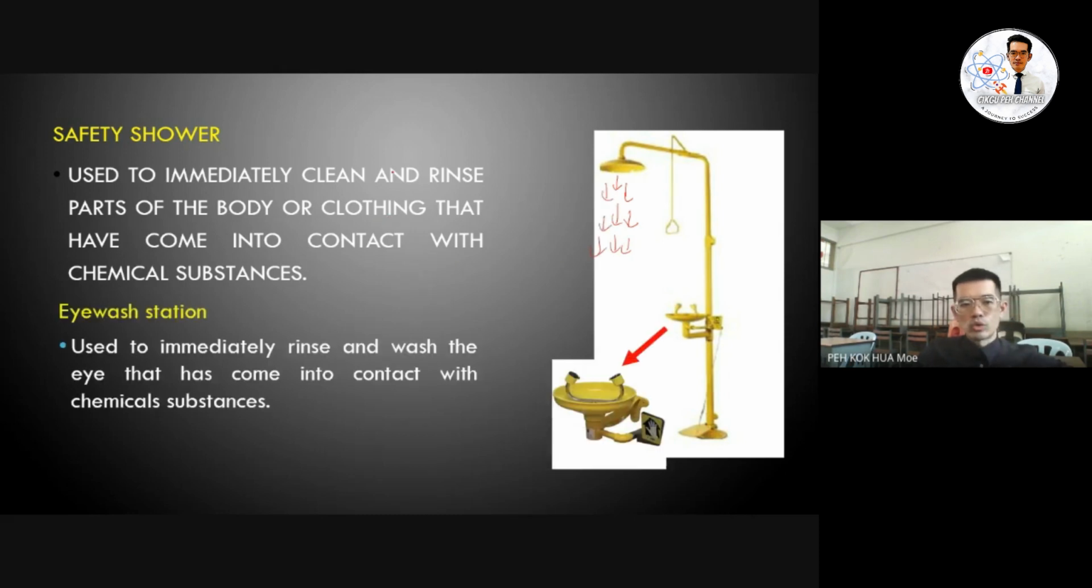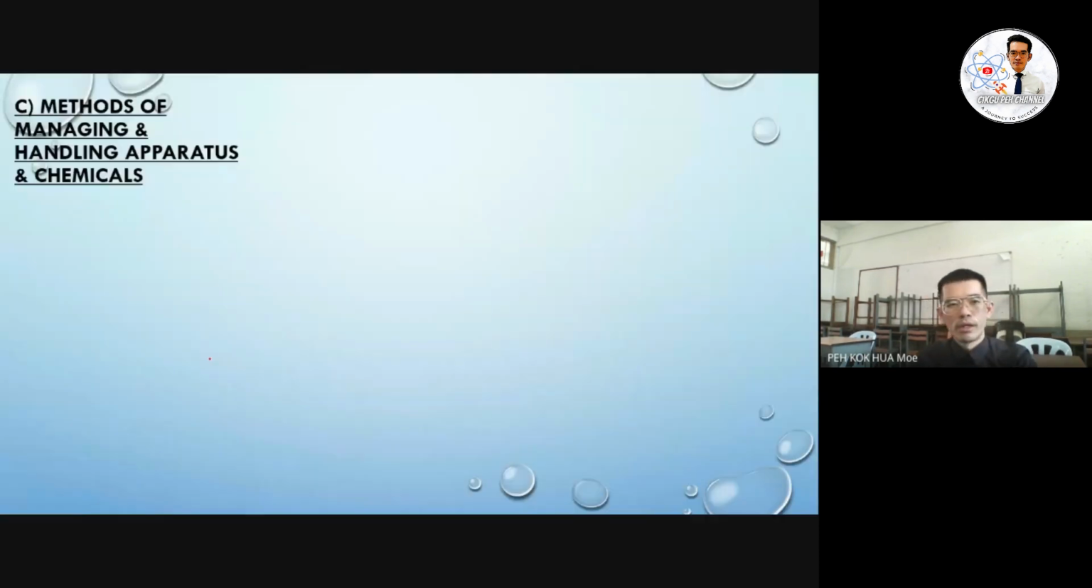And then the eyewash station is used to immediately rinse and wash the eyes that have come into contact with chemical substances. This figure, which is already enlarged, shows the eyewash station. Then the next will be the method of managing and handling apparatus and chemicals.